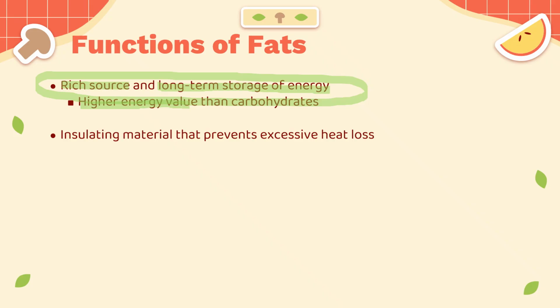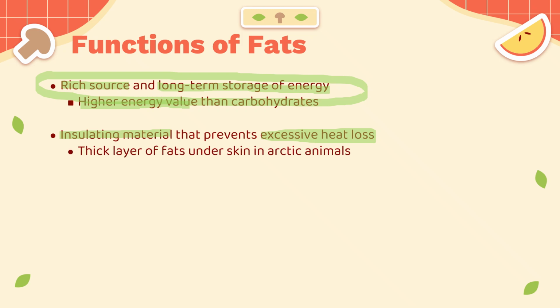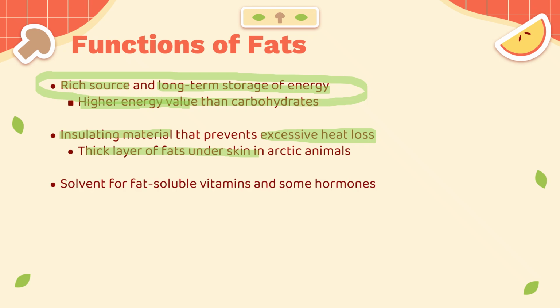Fats are used as an insulating material. And this insulating material will prevent excessive heat loss. For example, the fats under your skin. So the thick layer of fats under the skin is used as an insulating material. Fat is also used as a solvent for fat-soluble vitamins and some hormones.